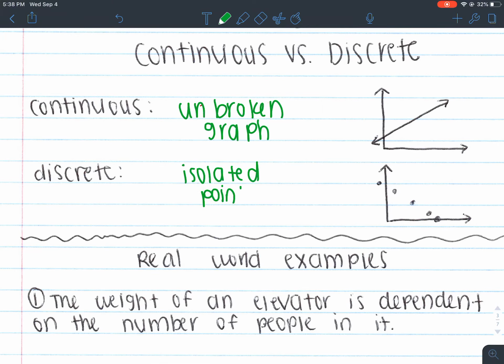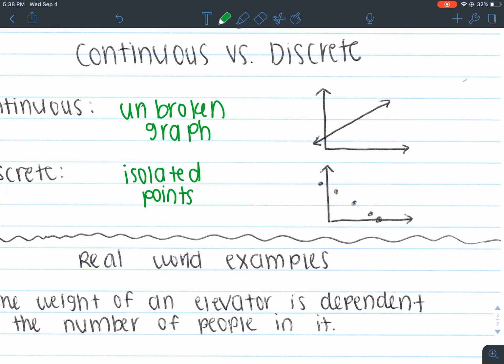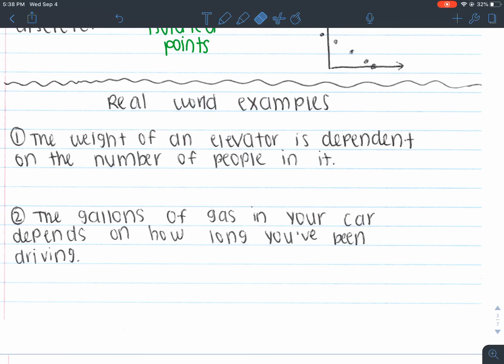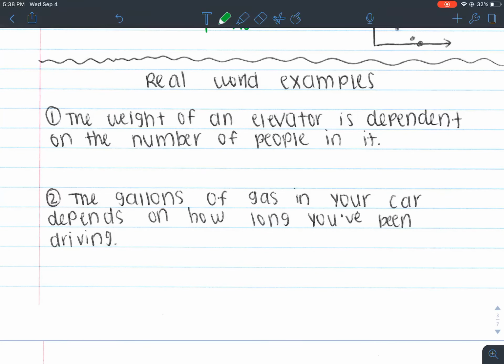And the way I was taught in high school was that if I could take my pencil and just draw a straight line through it without having to pick it up, that's continuous. But for the points, I have to literally pick up my pencil in order to draw individual points. So that's discrete. All right, so we're going to have some real world examples. We're going to say whether it's continuous or discrete, and then why.